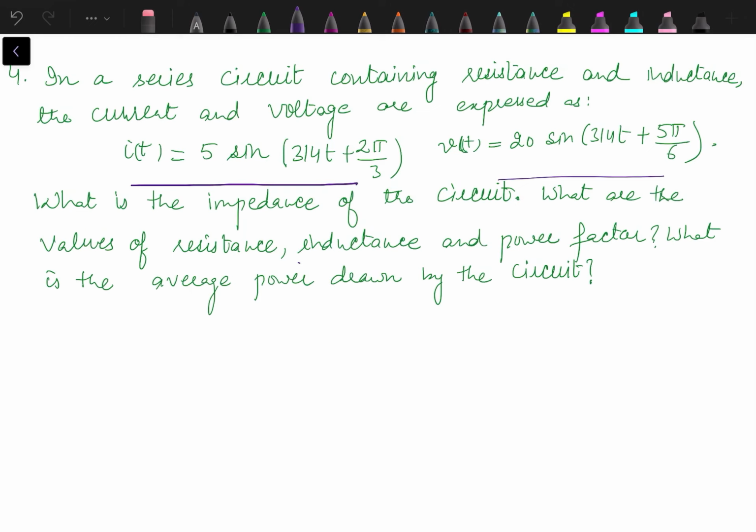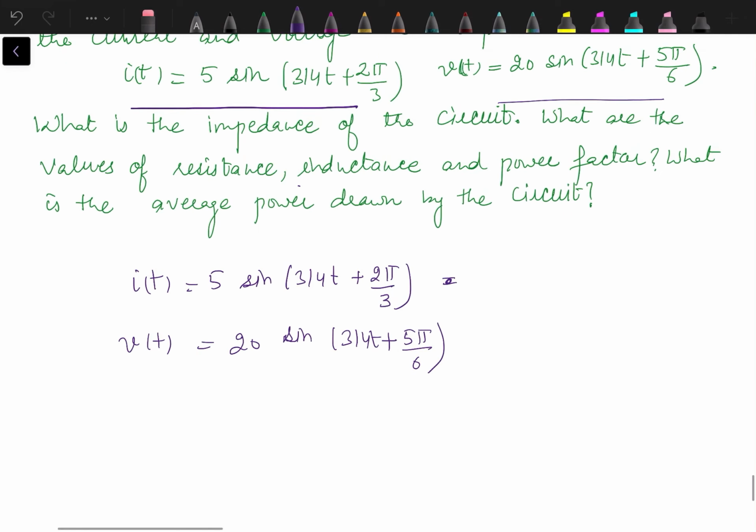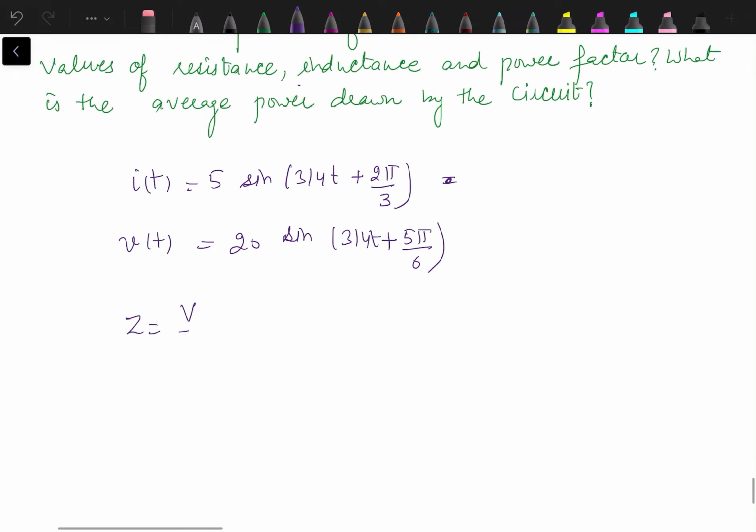So the instantaneous value I of t is 5 sine 314t plus 2 pi by 3. Then voltage V of t is 20 sine 314t plus 5 pi by 6. Now we need to calculate impedance. What is impedance? Impedance is the RMS value of voltage upon the RMS value of current.